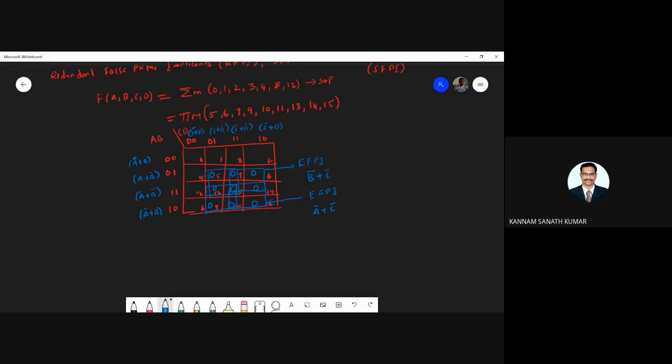Similarly, this is one more essential false prime implicant. Okay, so you are getting this one as B bar plus D bar. And next, this is also one essential false prime implicant. This is nothing but A bar plus D bar. So like this you will get the essential false prime implicants.